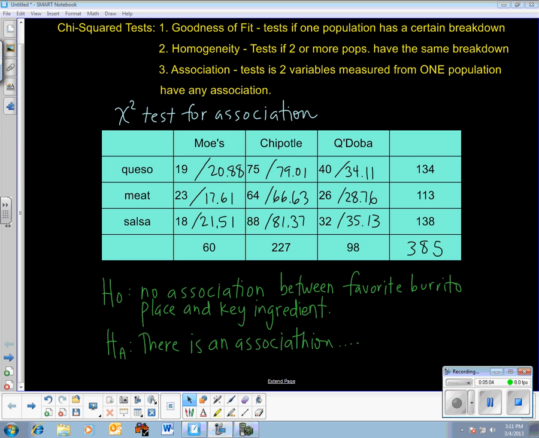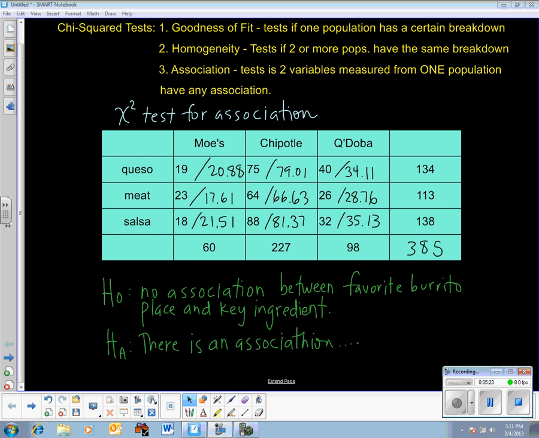Okay, so in the same method, I calculated all of the expected totals. And you can kind of look through and see where the big differences are. Most of them seem to be pretty close. The salsa at Chipotle was off by about 7 people. We saw 7 more than we thought we would.